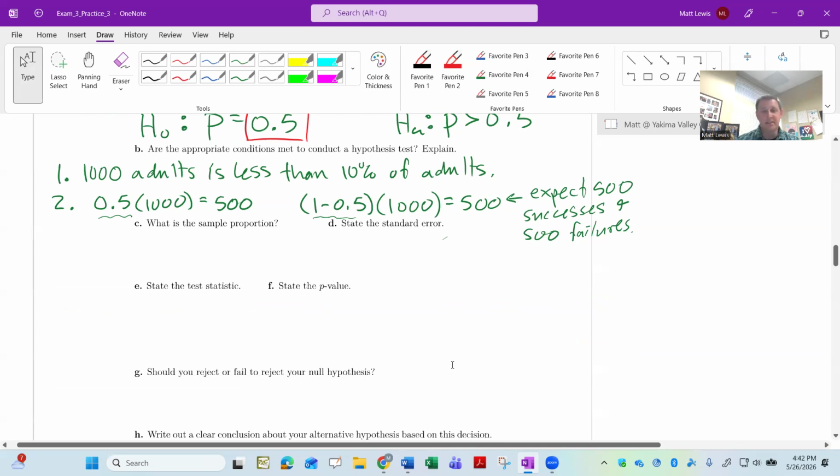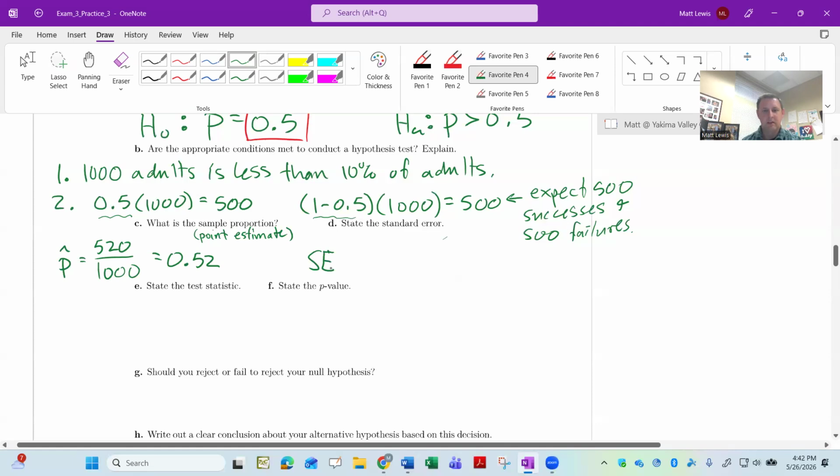All right, so now we can start using formulas, right? What's our sample proportion? We might also call this the point estimate, which is another way it could be asked of us. And of course, that's just what happened in our study, right? Well, out of 1,000, 520 said yes, right? So that's 0.52, right? My standard error.